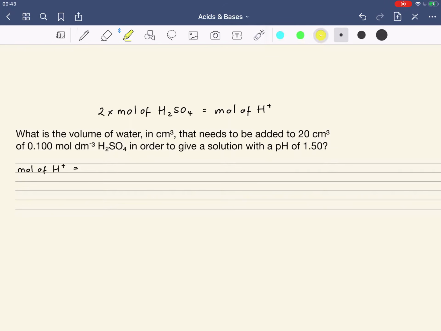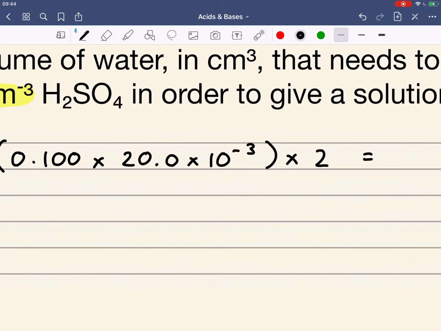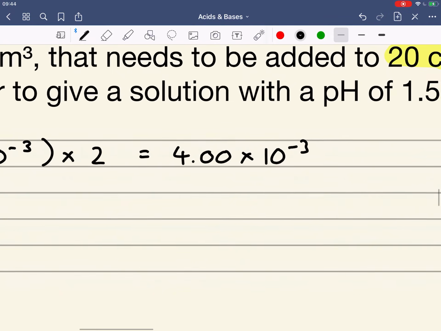I can work out the moles of sulfuric acid from the volume here and the concentration. So it's going to be 0.100 times 20 times 10 to the minus 3. Now that gives me the moles of sulfuric acid, so I need to multiply it by 2 to give me my moles of hydrogen ions, which is 4 times 10 to the minus 3 moles.